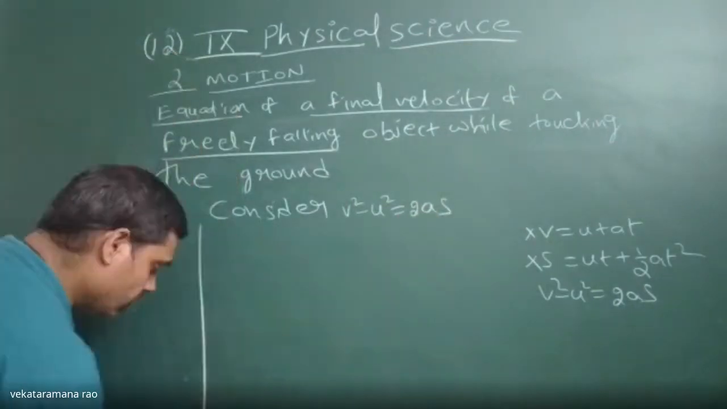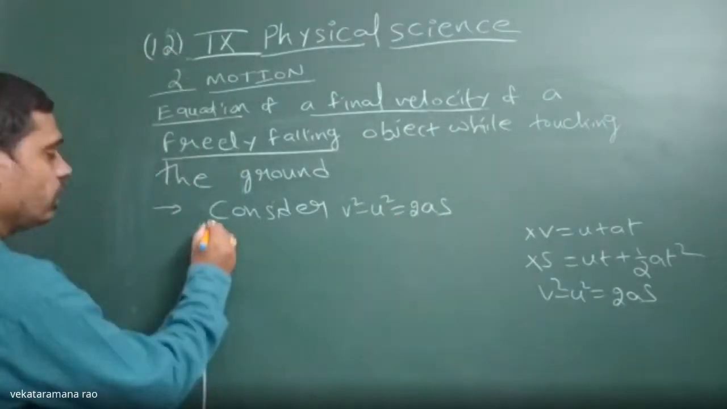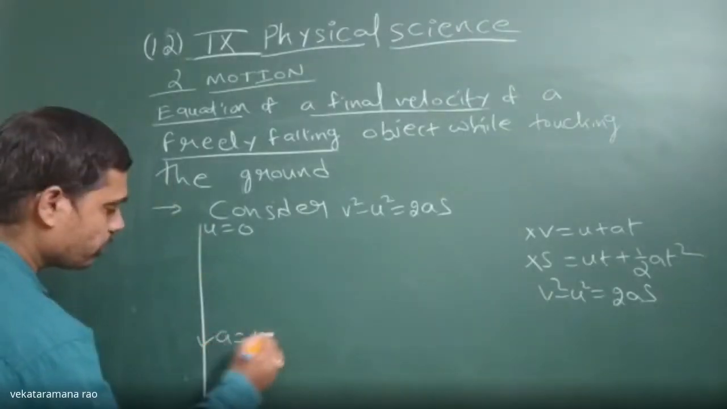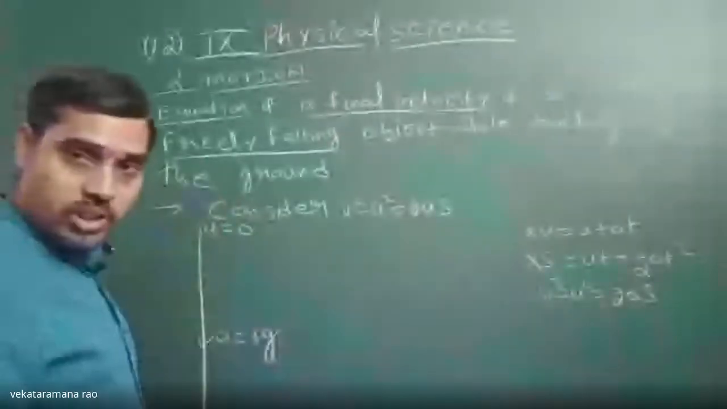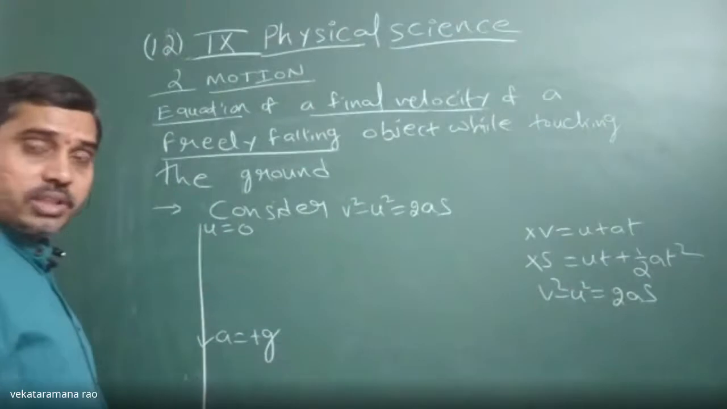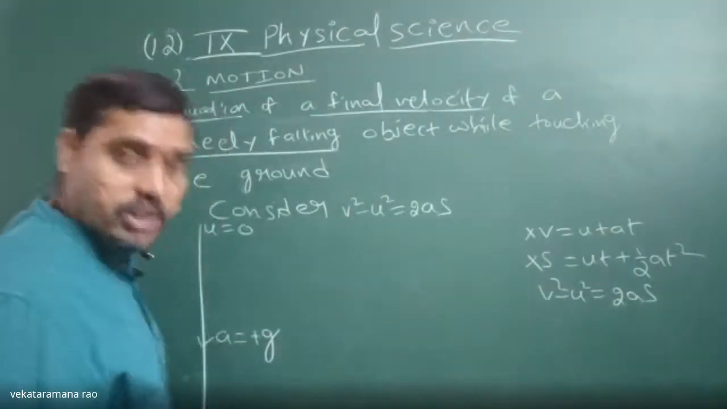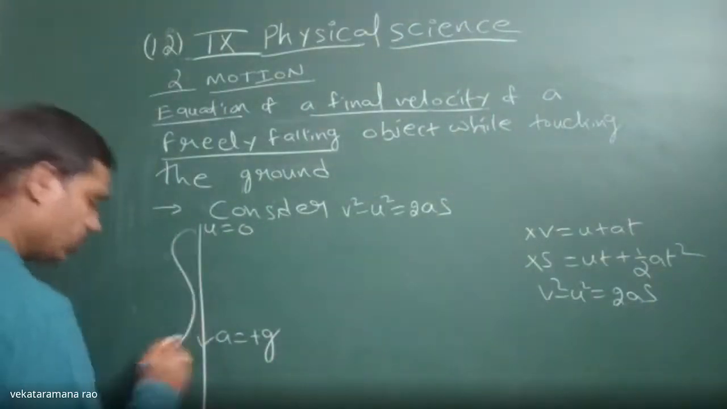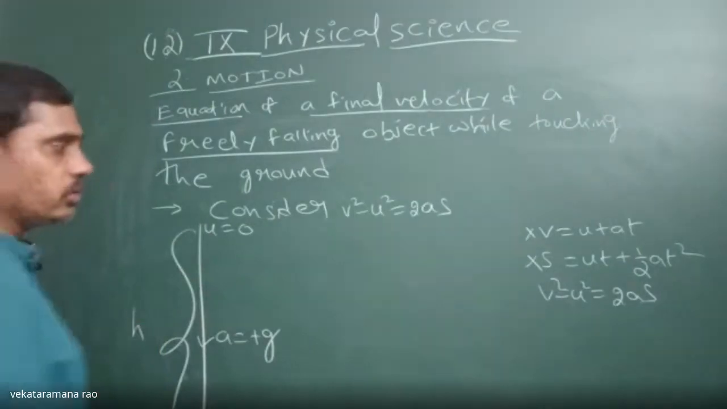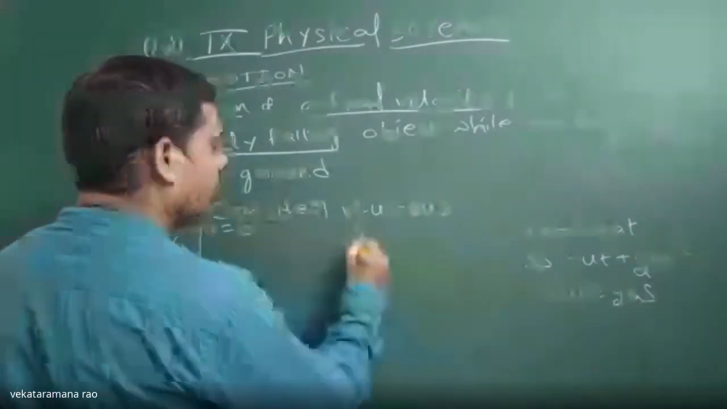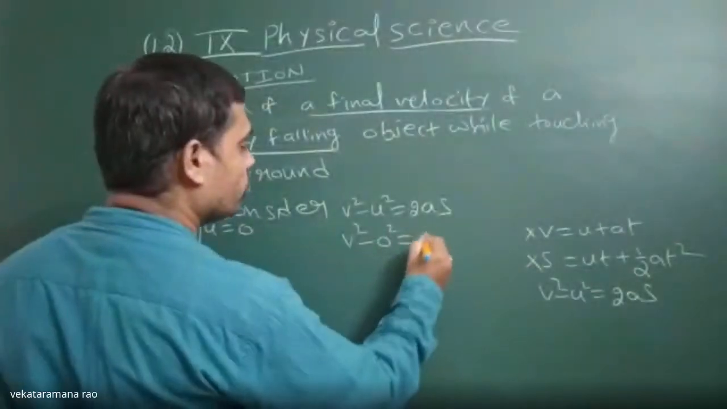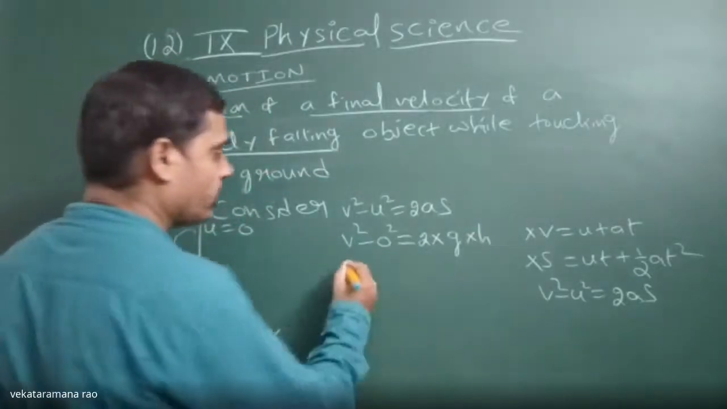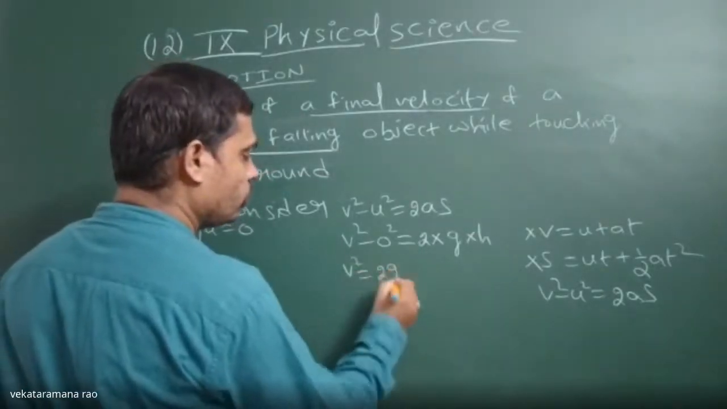So let us see the conditions. While freely falling, initial velocity is 0, final velocity is v, acceleration is plus g. Why? Since it is moving towards the earth, and the earth keeps pulling towards itself, the acceleration is plus g. Then s is equal to H max. So we substitute: v square minus 0 square = 2 into plus g into h. Then v square = 2gh.